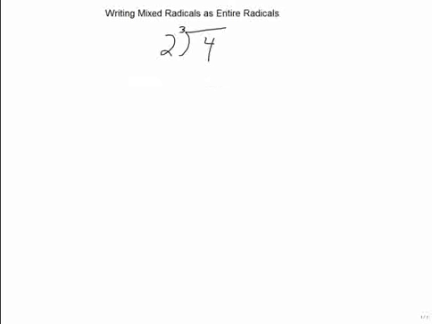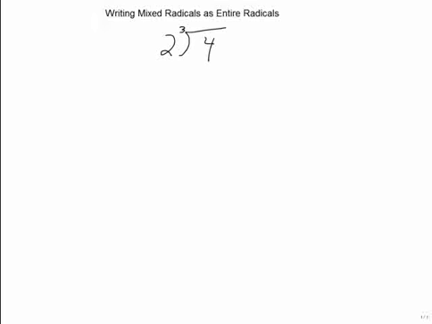Now we're going to look at the reverse process. We're going to try and write mixed radicals as entire radicals. So previously we just looked at writing entire radicals as mixed radicals. Now we're just going to reverse the process. So we're starting out with 2 cube root 4.